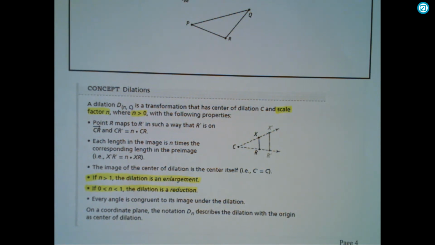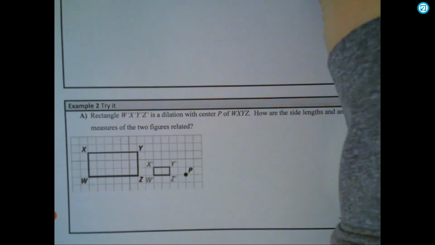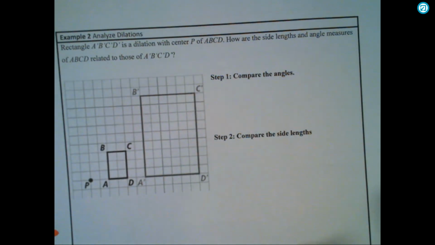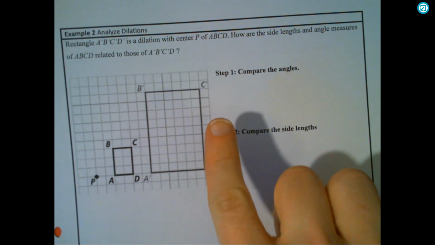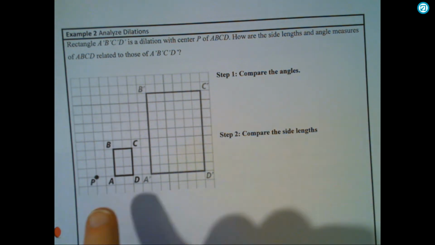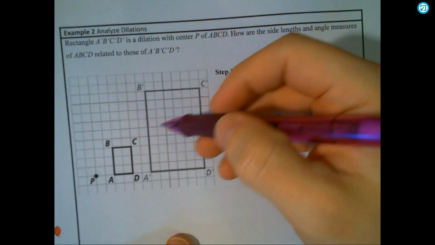So we have a bunch of examples that look at this concept of dilations today. First off, I'm going to look at example 2. In example 2, they give us two rectangles here. They give us an image, A prime, B prime, C prime, D prime, and then they give us the pre-image, A, B, C, D. And they tell us that it was enlarged from point P, which we'll get into a little bit what that actually means. But for this first one, what we want to do is just compare the angles and compare the side lengths of our two images, so the image and the pre-image.